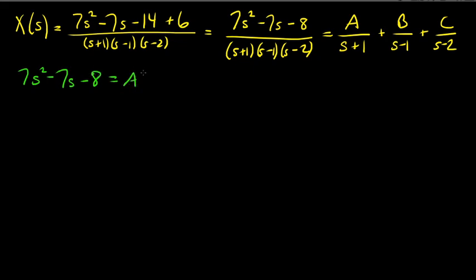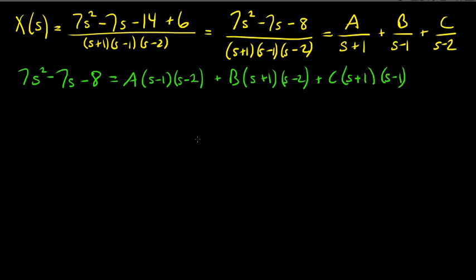So that's going to be a times (s minus 1)(s minus 2), plus b times (s plus 1)(s minus 2), plus c times (s plus 1)(s minus 1), right? So, again, this should be very quick. In fact, the book just says do the cover-up method, and that works perfectly well here.